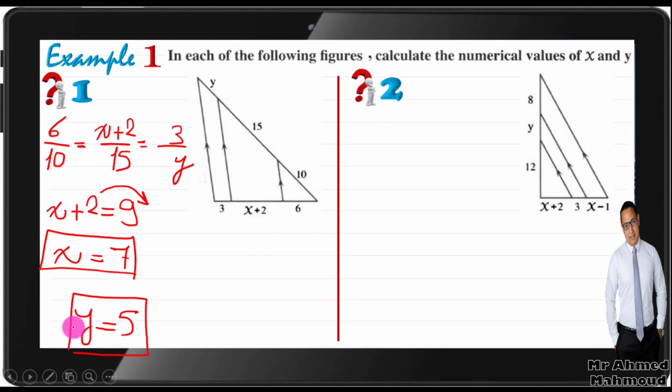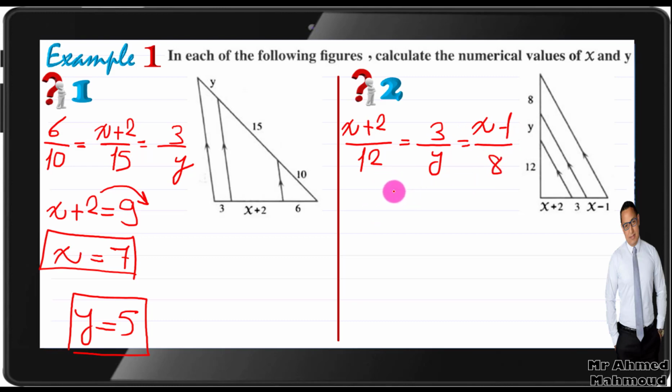The next question, I'm going to take x plus 2 over 12 equals 3 over y equals x minus 1 over 8. If I start with x plus 2 times y, it's useless because we have two unknowns in this equation. So I will start by taking the first fraction with the third fraction. So x plus 2 times 8 equals 12 times x minus 1.